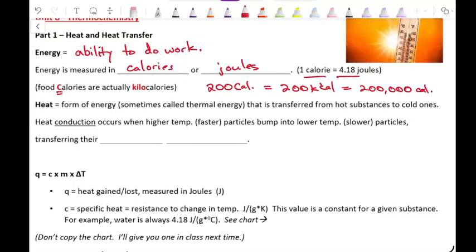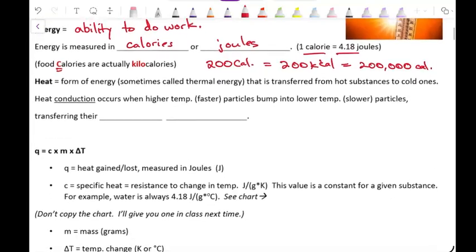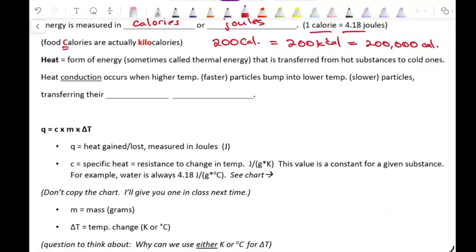Okay, so what is heat? Heat is a form of energy, sometimes called thermal energy, and it's always going to be transferred from hot objects to cold ones, so higher temperature to lower temperature, until they're the same temperature, right? So heat conduction occurs when higher temperature, faster moving particles bump into slower temperature particles, transferring their kinetic energy.